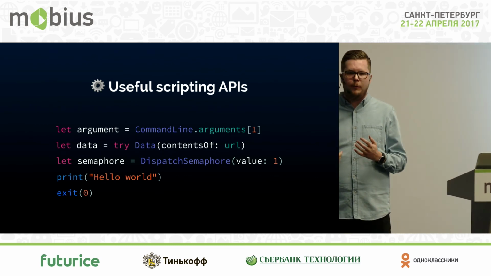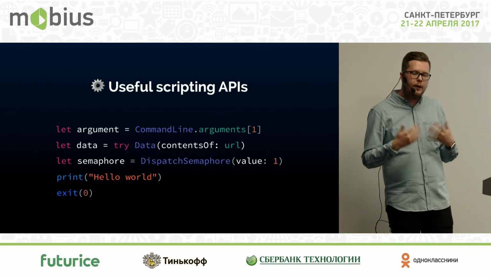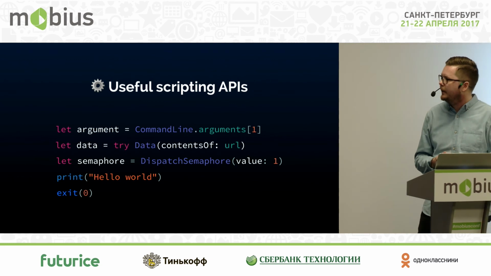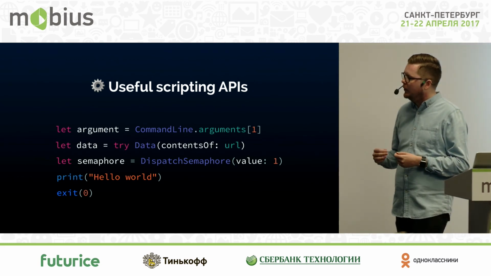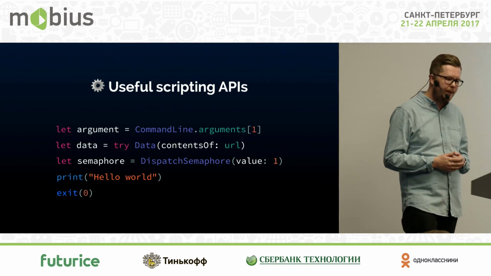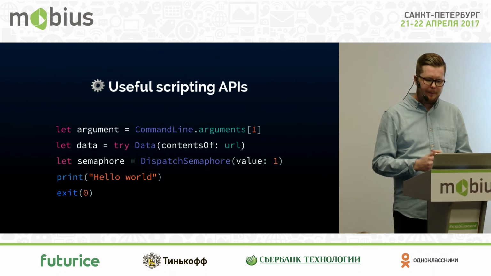If you need to use some form of async operations, you can use dispatch semaphores. Those semaphores enable you to do multiple operations and then signal when you're done. Finally, if you need to do output, you can just print. And if you need to exit your script, you can use exit. So those are some APIs that I find pretty useful when it comes to scripting.